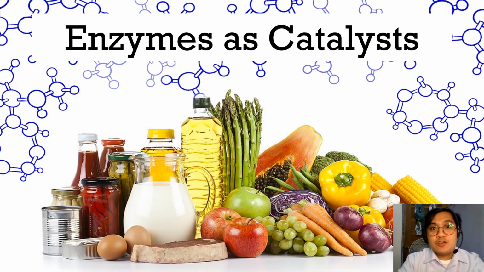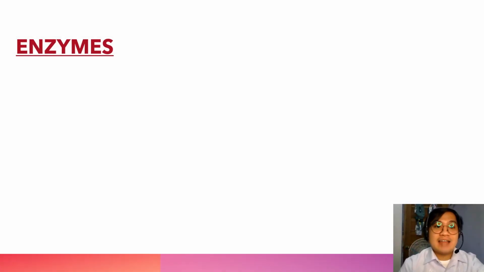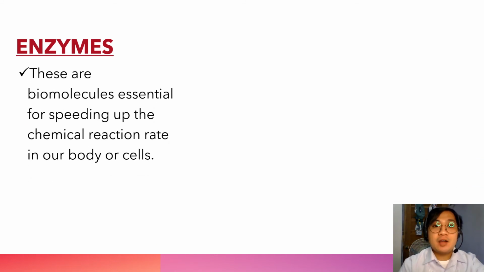One good application of our discussion is the food industry, or the manufacturing of our food itself. Catalysts are applied in the production of food to speed up the process, therefore creating more food for the people. So, how does this particular process occur, and of course, how is it helpful for our society? Remember that an enzyme is also a catalyst, but enzymes are the biomolecules essential for speeding up the chemical reaction rate in our body or in our cells.